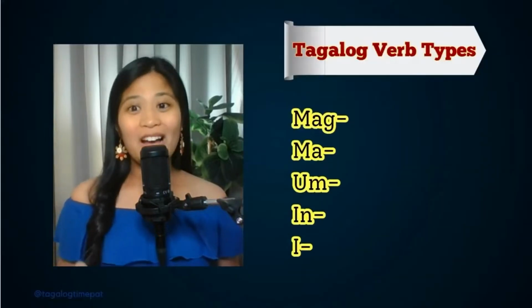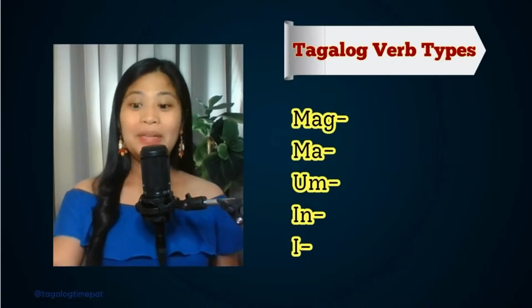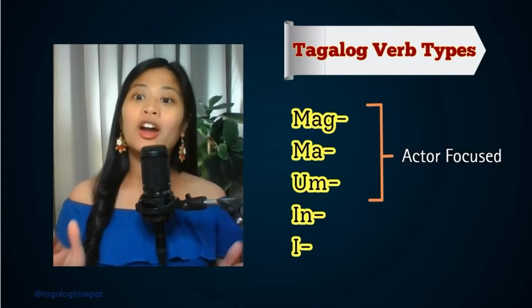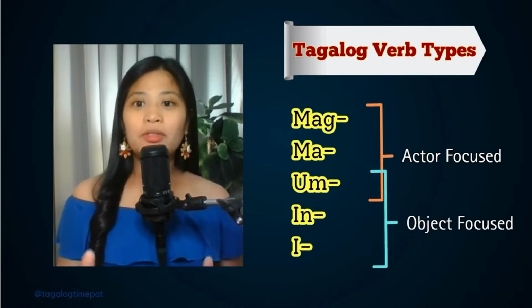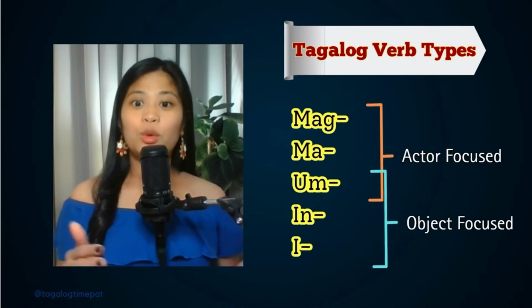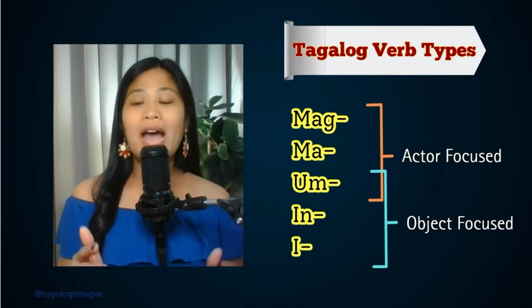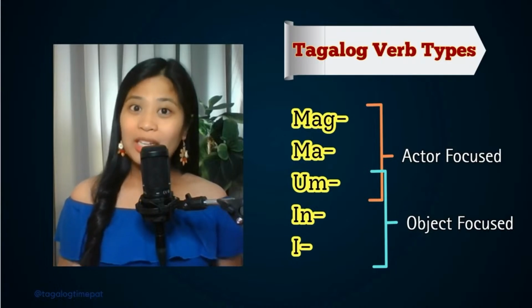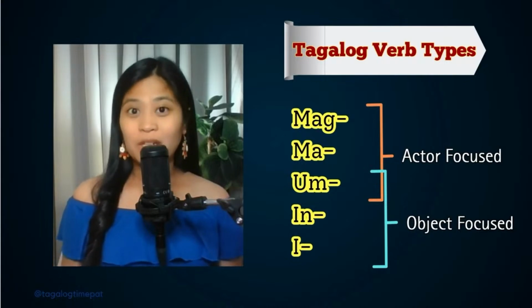Alrighty, so there are 5 main Tagalog verb types: mag, ma, in, and e verbs. And what makes them different is that some are actor-focused, like mag and ma, and then some of these verbs are object-focused, like in and e. So you can see that some of the verbs can be actor or object-focused, depending on the context of the sentence. And again, in lesson 3, I go over which types of verbs can be actor or object-focused.